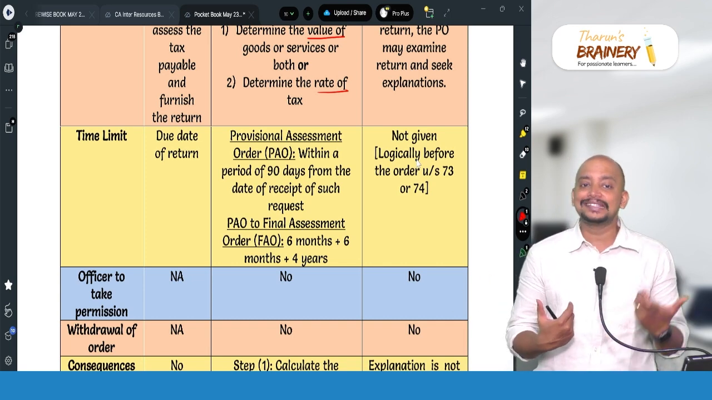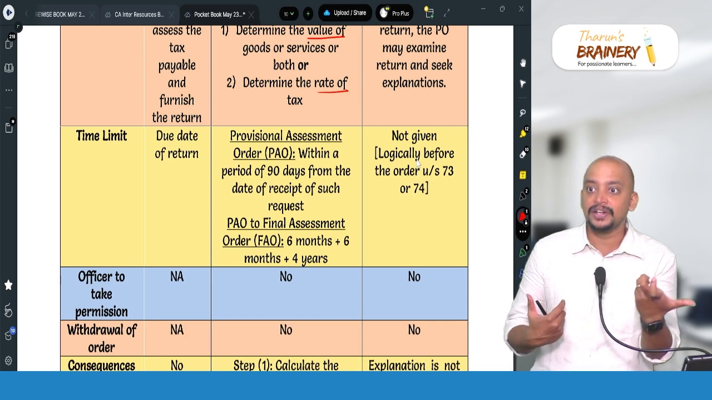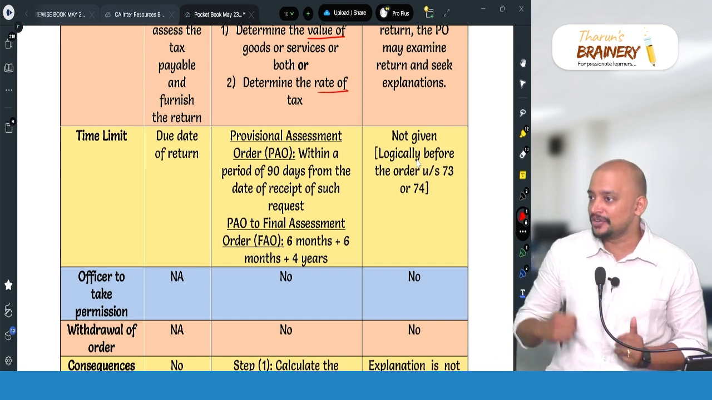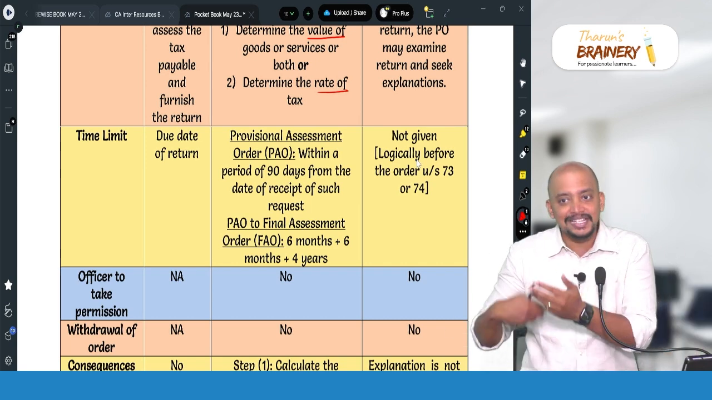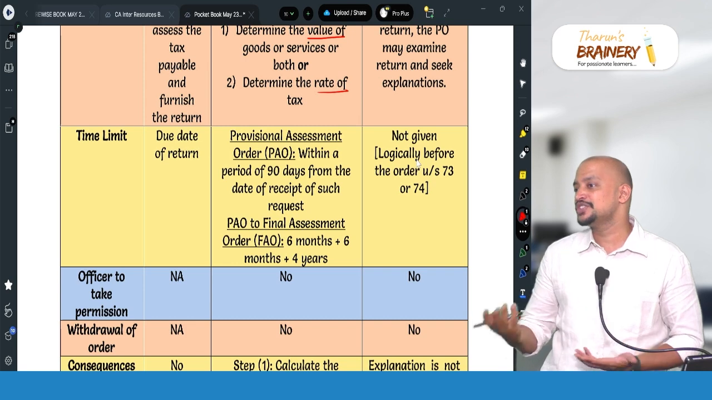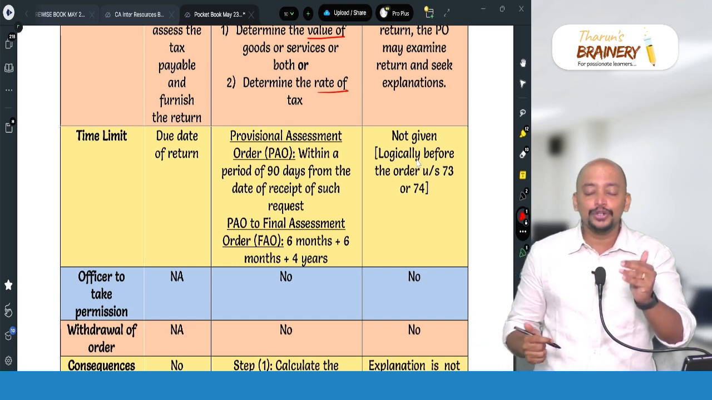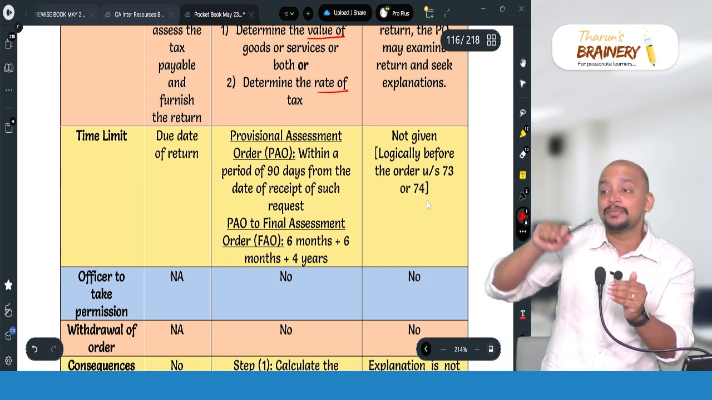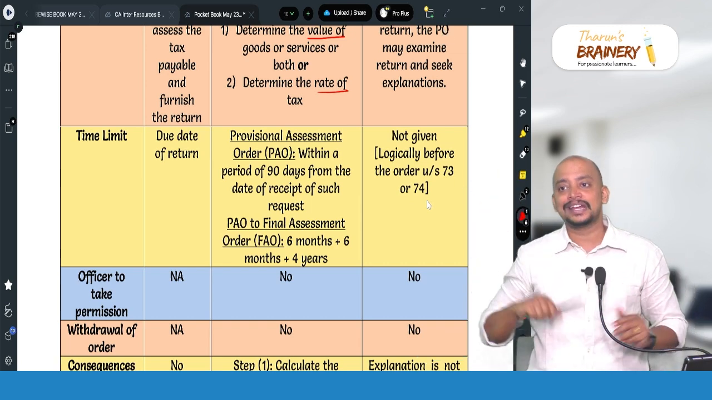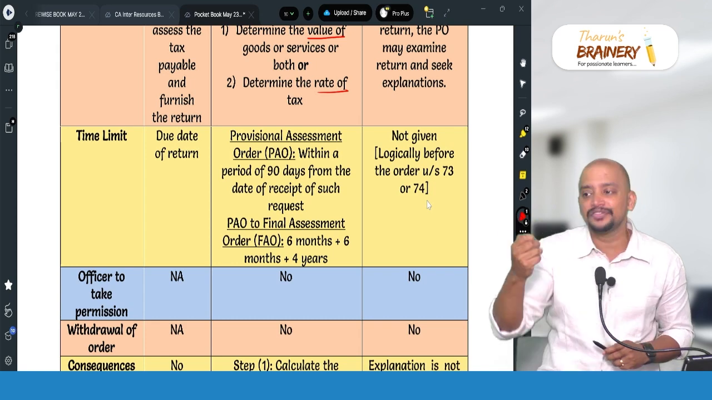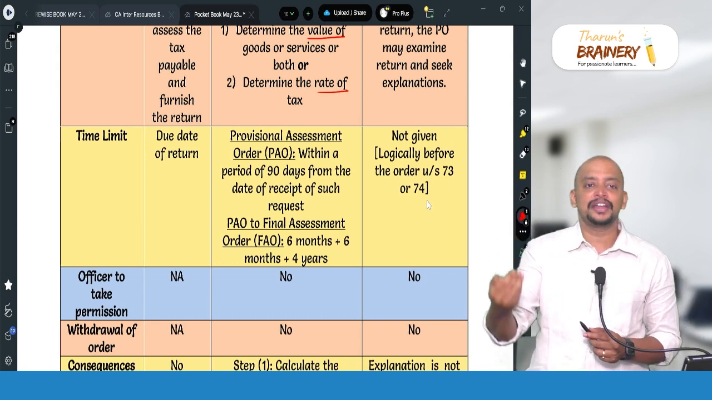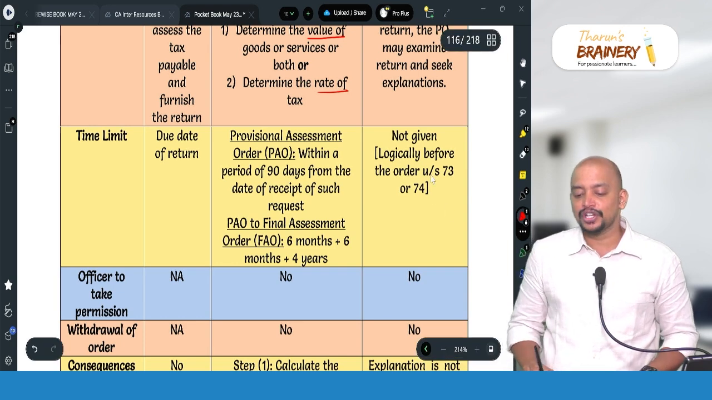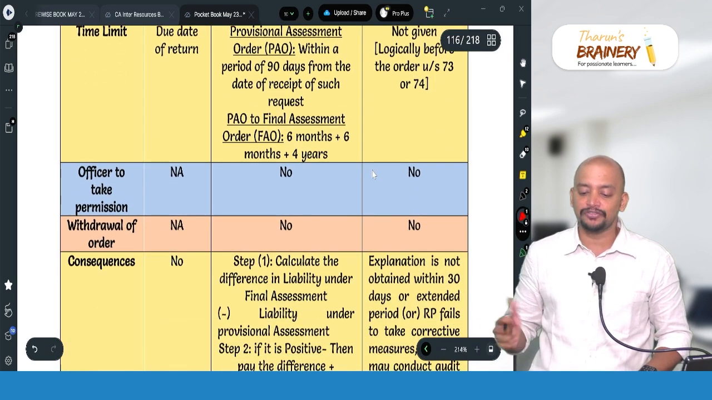73 time limit is 3 years from the due date of furnishing annual return, and 74 time limit is 5 years from the due date of furnishing annual return. So by the time when you pass the recovery order, then only you can recover, otherwise you cannot recover the tax. So even though under scrutiny assessment they have not given any time limit, we need to read the demand and recovery section to understand, because there is a time limit for recovery of the tax. So within that time limit they need to pass the order. So that's the reason why logically before the order under section 73 or 74 they have to do.